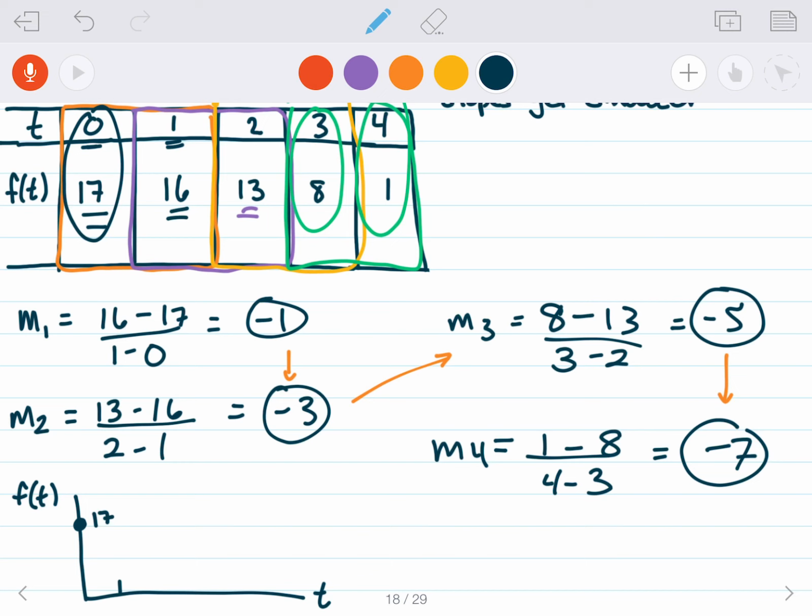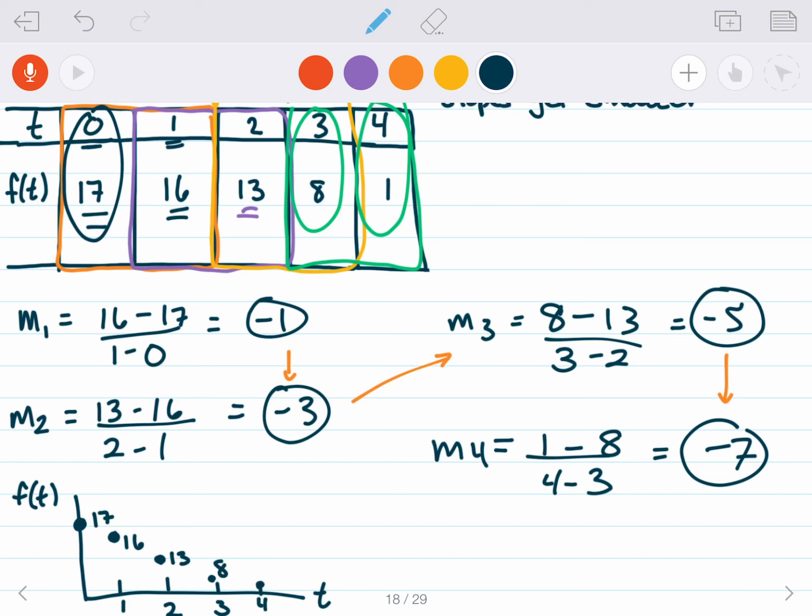Then y is 16. So maybe like this. When t is 2, y is 13. So we can kind of see what's happening here. This is 13. When t is 3, y is 8. And this is just a rough sketch.